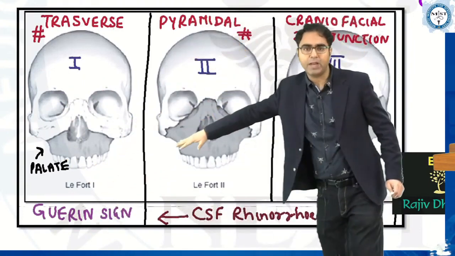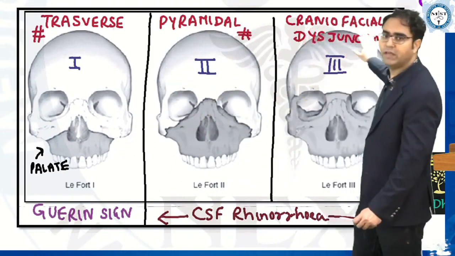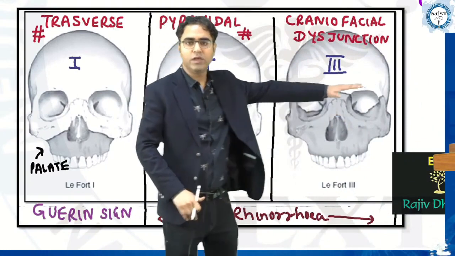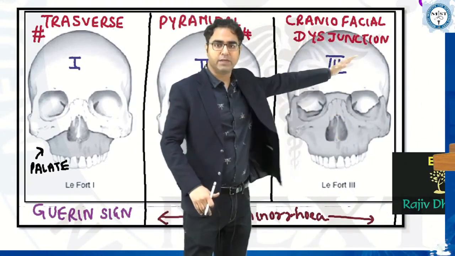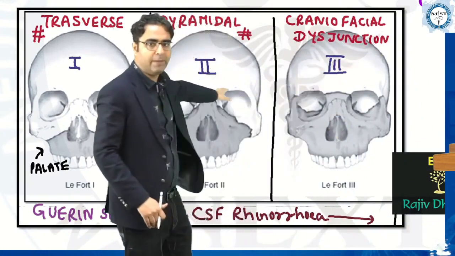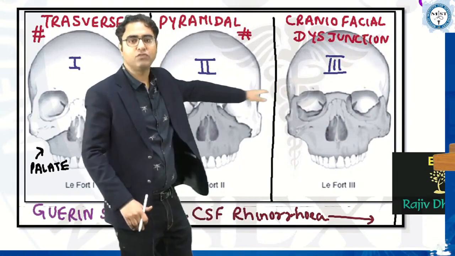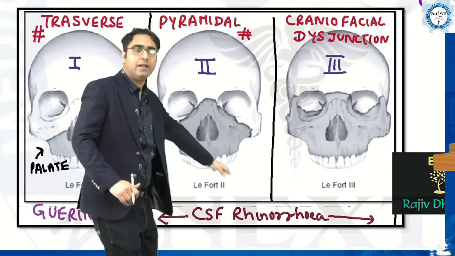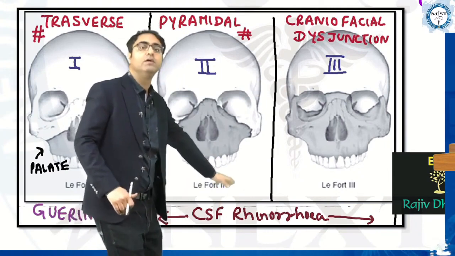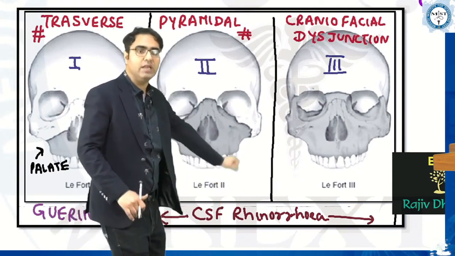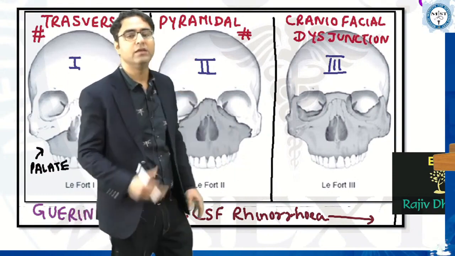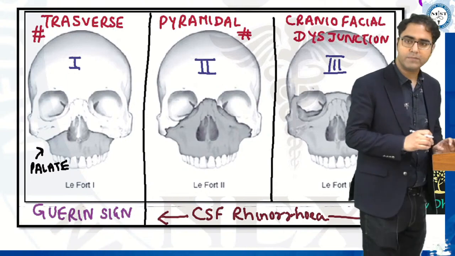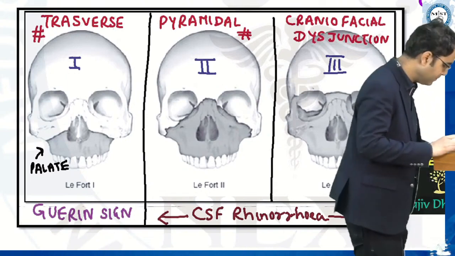Le Fort 2 is called pyramidal fracture. Can you see the pyramid, beta? And Le Fort 3 is craniofacial disjunction. Can you see cranio? The whole thing got separated. This and this got separated, beta. These are risky fractures. Why? Le Fort 2 and Le Fort 3 pass through base of skull, so there is a possibility of CSF rhinorrhea. CSF coming from the nose is CSF rhinorrhea, and that is called traumatic CSF leak, beta. Am I clear, beta?